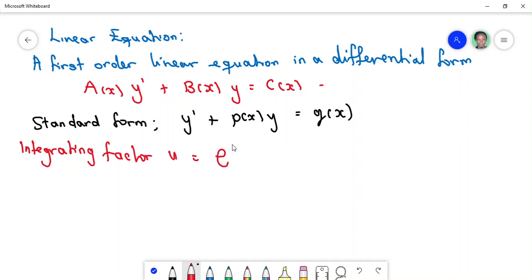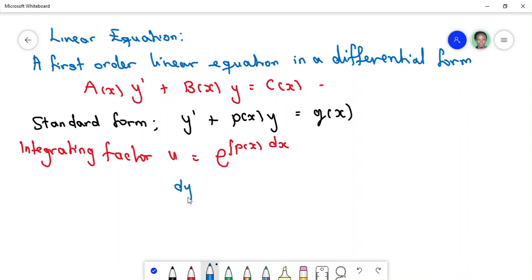So e exponent the integral of P of x dx. You can look at it this way as well: if you know the integrating factor, you could multiply through the differential equation by it. So let's look at this form.